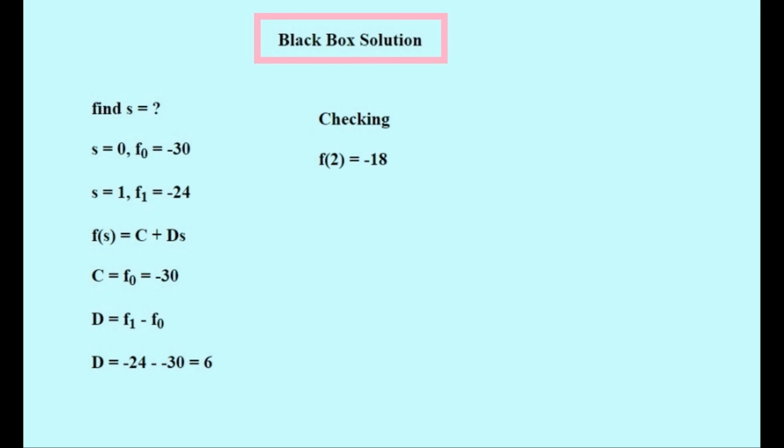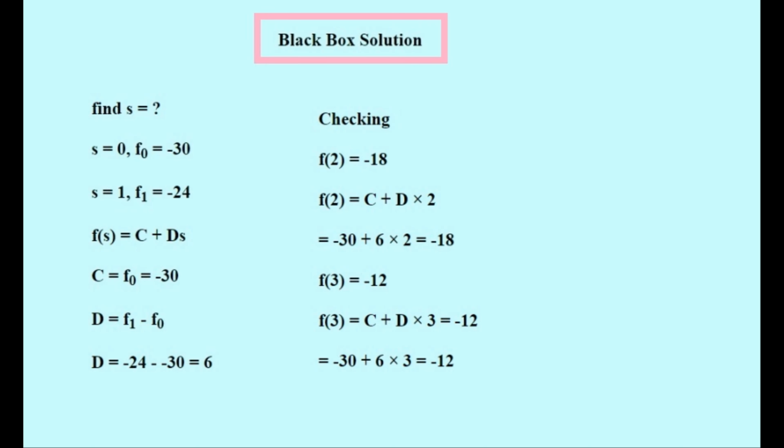We'll check it for the point 2, f2. So both versions of f2 are equal, so the function is correct in this case. And both versions of f3 are equal too, so the function is correct again, and we may assume f to be linear. And now to solve the function, that is, to find s when f of s is equal to 0.